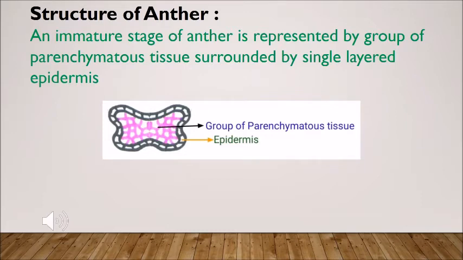An immature stage of anther is represented by a group of parenchymatous tissue surrounded by single layered epidermis. As you can see in the diagram, the pink color represents the group of parenchymatous tissue, and the outer layer is epidermis. This is just the immature stage of the anther.